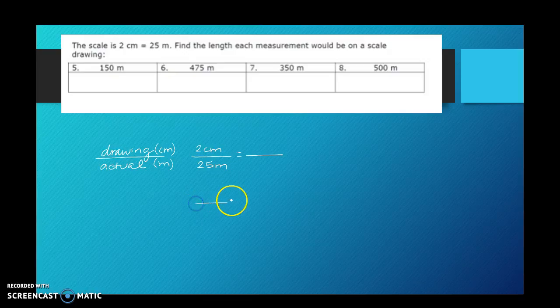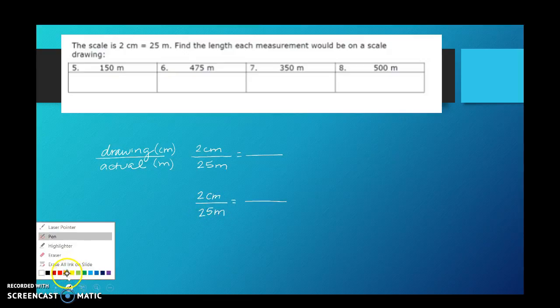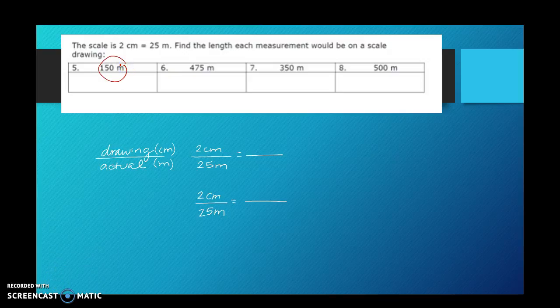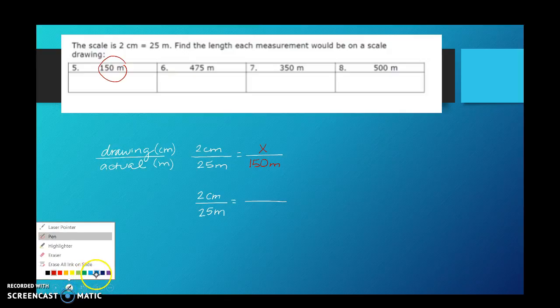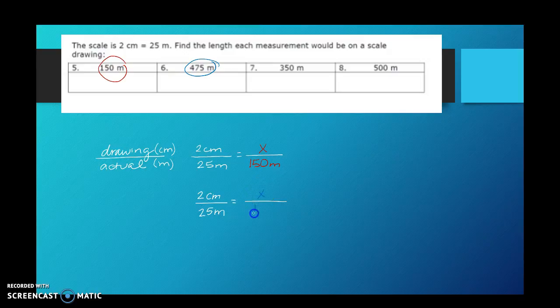So again, I'll help you set up the first two. I'm repeating my scale because we're using it for each one. So the first one up here says 150 meters. So that's my actual. Meters goes on the bottom, 150 meters and x. And then let's take a look at the second one. It says 475 meters. So x and 475 meters. So use your cross product and solve.